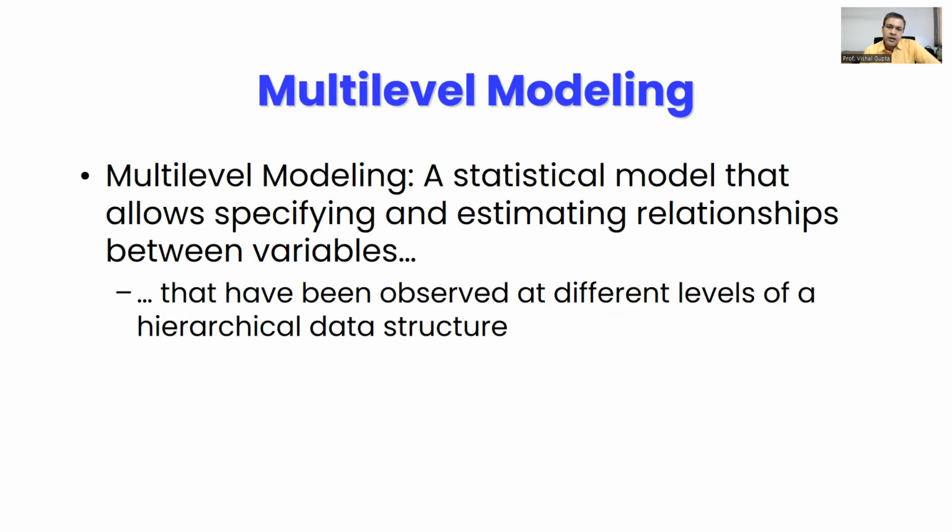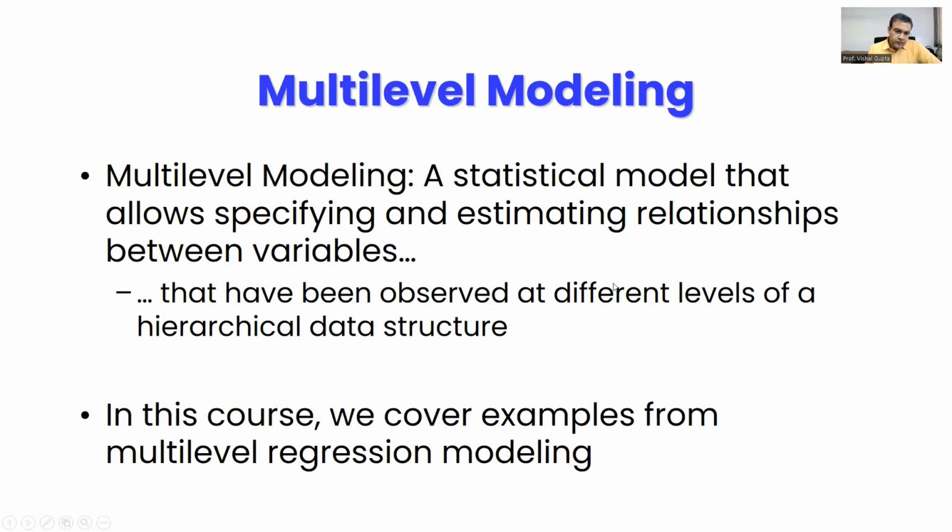So what is multi-level modeling? It is a statistical model that allows specifying and estimating relationships between variables that have been observed at different levels of a hierarchical data structure. Very important. You see, there is nothing different in the first three lines: a statistical model that allows specifying and estimating relationships between variables. This is what we were doing in regressions also. This is what we were doing in structural equation modeling also. But what is important in multi-level models is that these variables have been observed at different levels of a hierarchical data structure, at different levels.